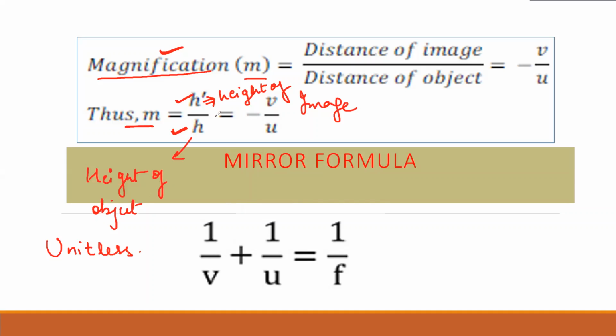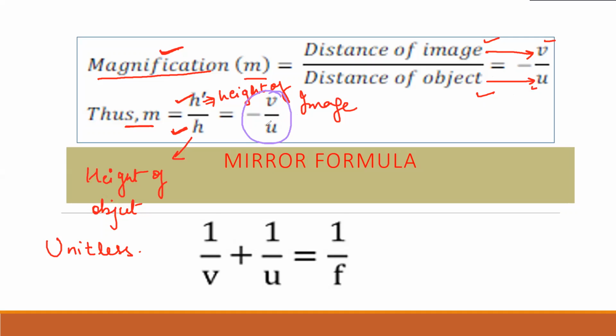Okay. There is one more way to define this magnification, that is distance of the image to distance of the object, with a minus sign. Distance of image symbol is V and distance of object symbol is U with the minus sign. So this is also one formula to define your magnification. Minus V by U is called magnification.